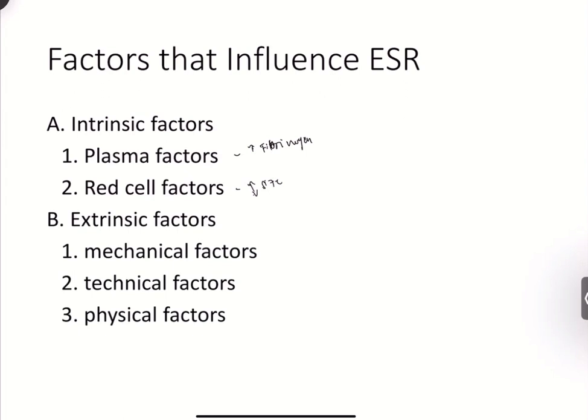Extrinsic factors include mechanical factors like vibration. Vibration can increase the ESR, because it produces movement of your RBCs to settle fast at the bottom of the tube. Technical factors: increased anticoagulants can also affect your ESR, which decreases the time of your ESR.